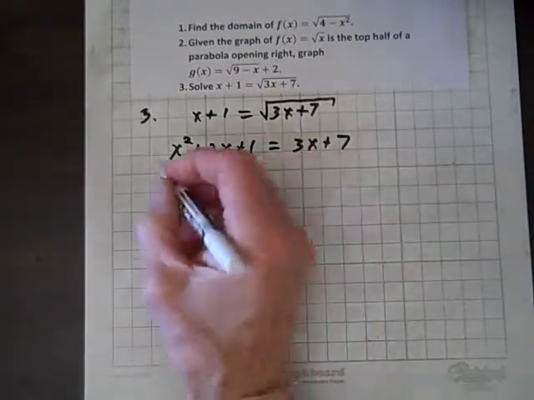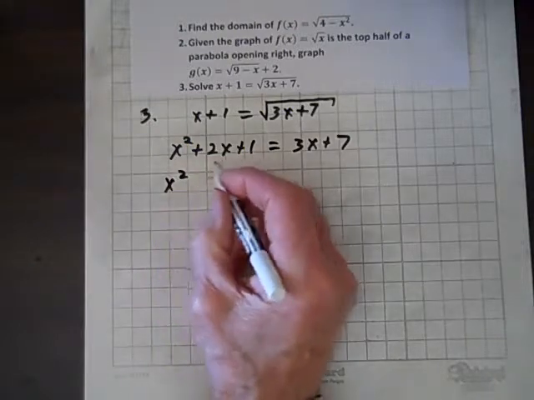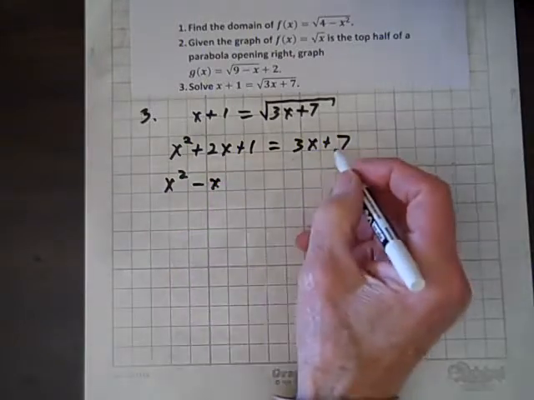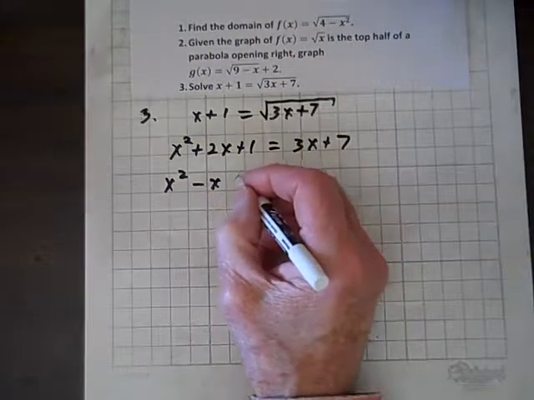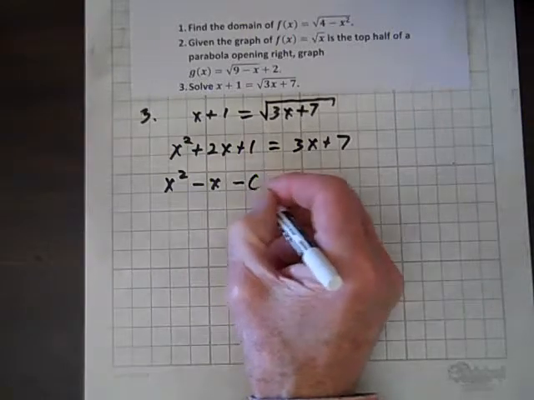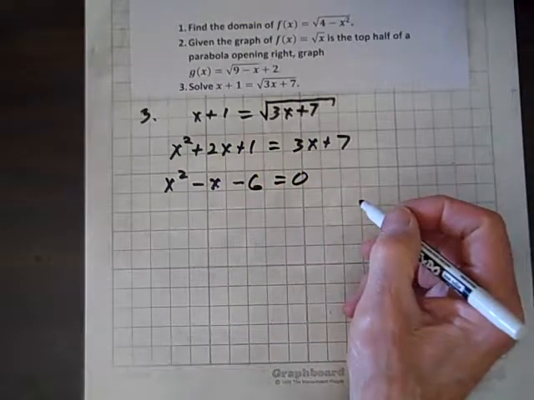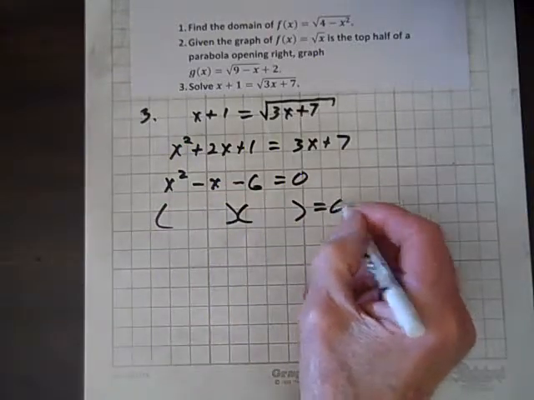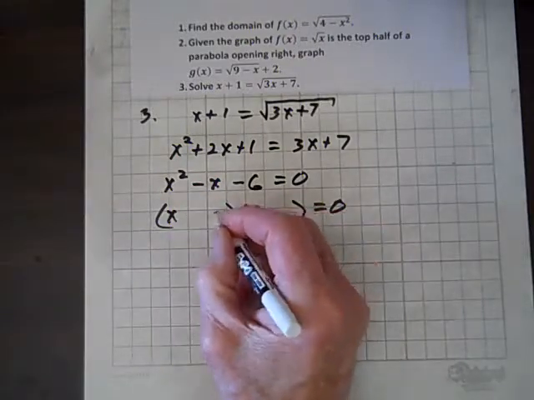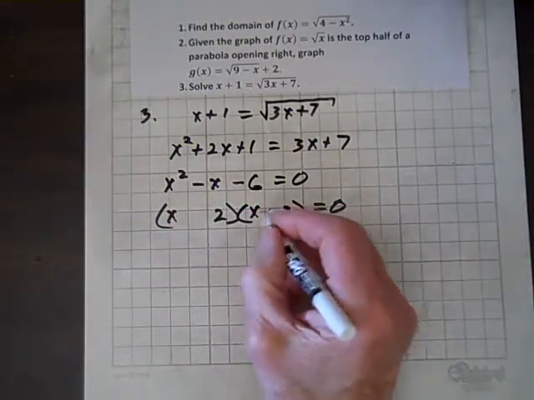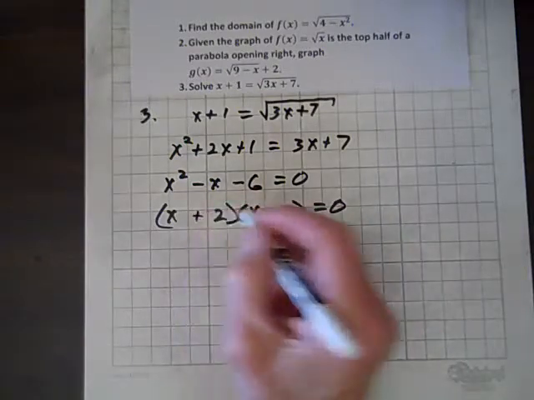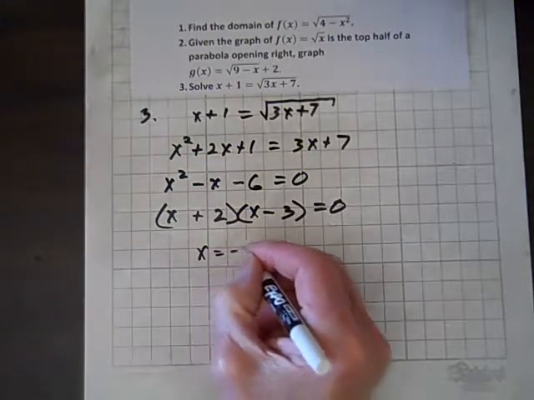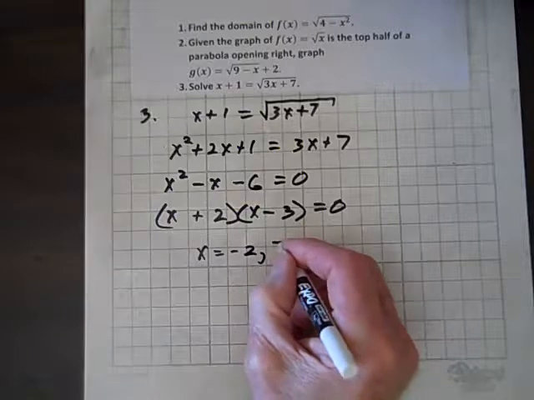Now we'll subtract 3x from both sides. And so 2x minus 3x is going to be a negative x. And now we'll subtract 7 from both sides. And 1 minus 7 is a minus 6, and we've got 0 on the right. So this factors, and we get (x, and we need a 2 and a 3, and the 3 gets the negative, 2 gets the positive. So the solutions to this are x equals -2 or 3.